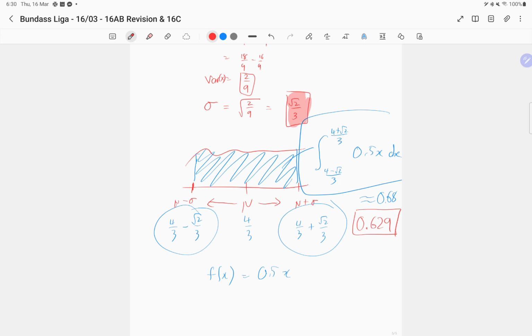Hang on, I'll wait for Emily first to see if she actually gets the same answer. What did you get? 4.8. Okay, 4.8 is way too high. Try again. Oh, there you go. 0.629, yep. 0.629 is the right answer.